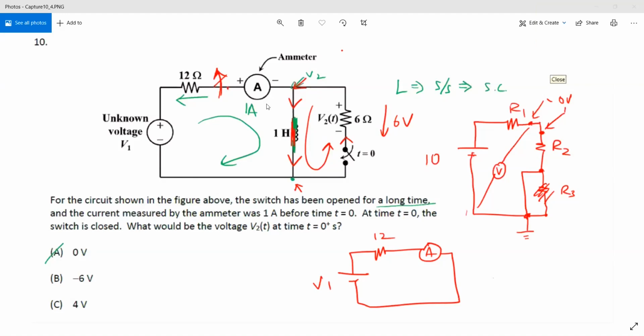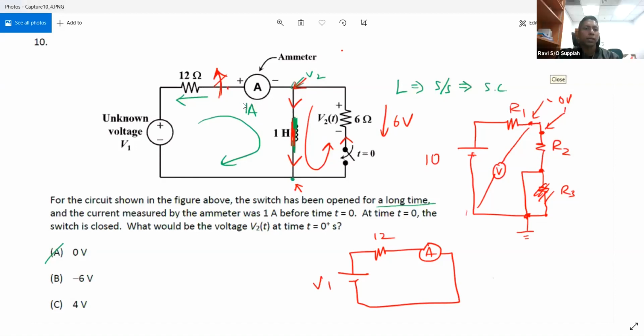Okay, just one last question. When the question says the emitter current is 1 ampere, is the 1 ampere over here going to the left or to the right? In this case, based on the current flow of the circuit here, it is going from the left to the right. Okay, I see.